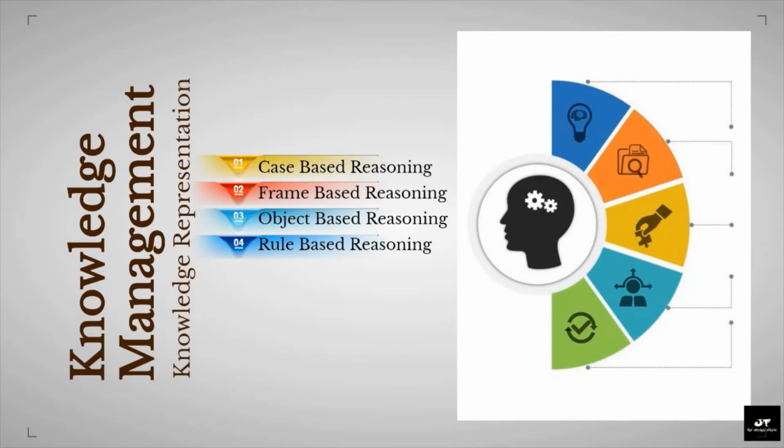Rule-based reasoning. In this categorization, knowledge is represented in the form of rules and statements of fact. Rules are statements that typically take the form of a premise and a conclusion, such as, if there is some condition, then what should be the conclusion?